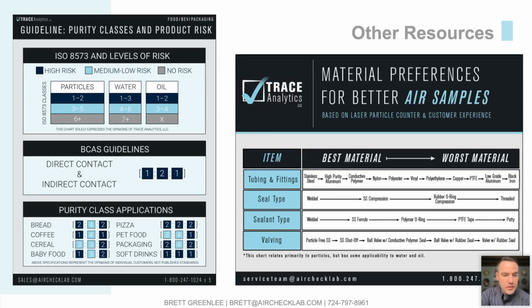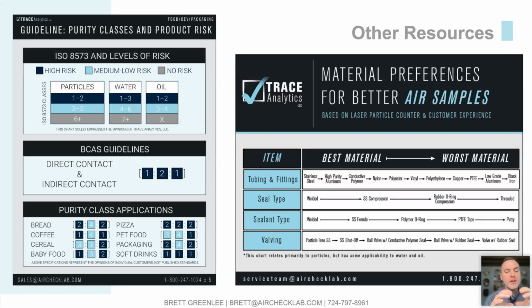On the left-hand side here is where I find this most beneficial for people who approach us for the very first time, who have never done compressed air quality testing and aren't really sure where to start. So that ISO 8573 chart that I showed you, what we've done is we've taken that chart and broken it out. As you can see there, this chart is expressive of the opinions of Trace Analytics, but we take that chart and break it down into layman's terms. These purity classes mean this level of purity, these purity classes mean this level of purity, and so on.